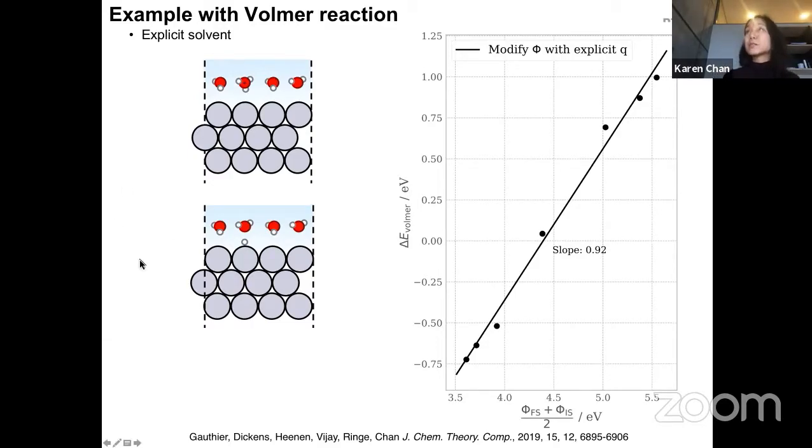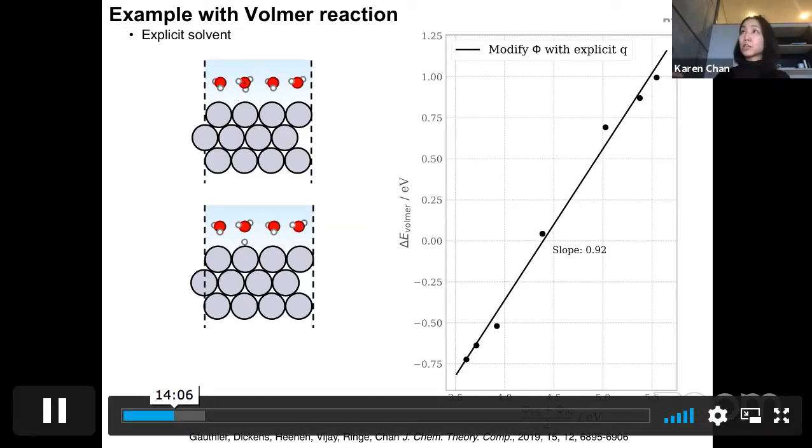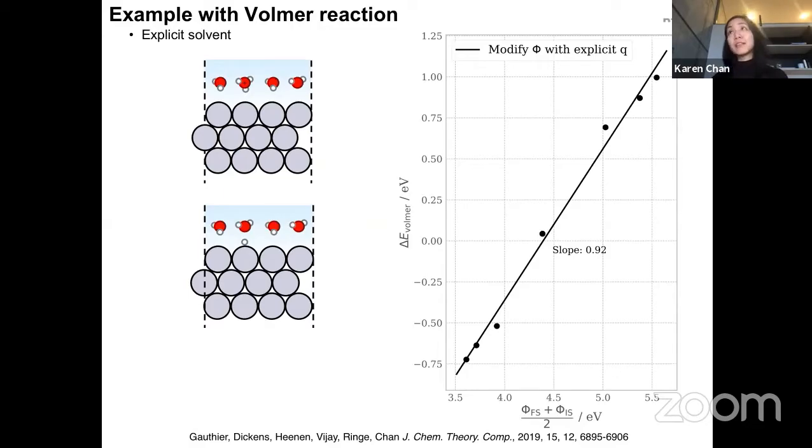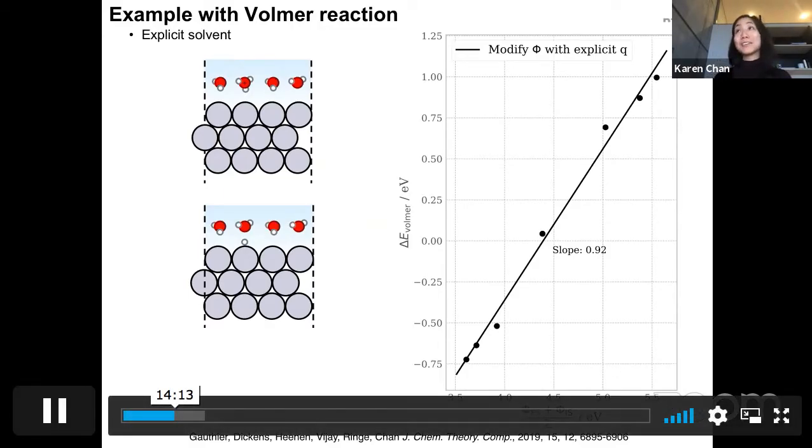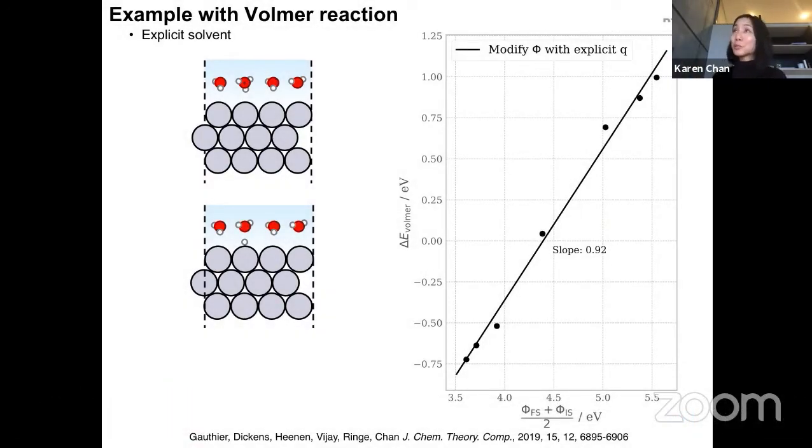And so, dealing with explicit solvents, since we have no continuum charge, the only way we can vary the driving force is by altering the concentration of these proton-electron pairs. What that really means in a simulation is that we must change the size of our unit cell. This is quite a brute force approach, but it can be done, and Joe has done this here.